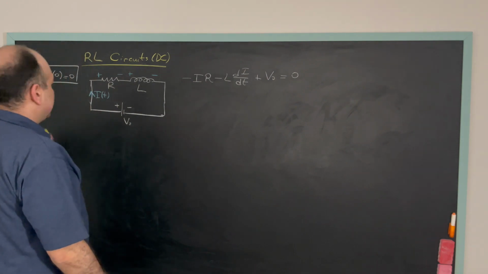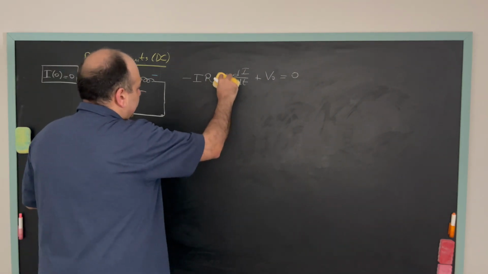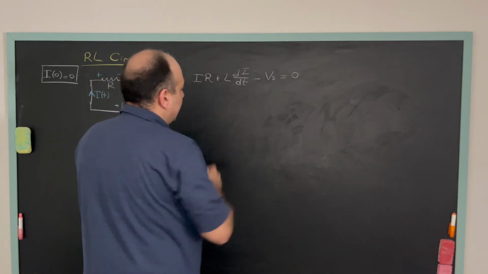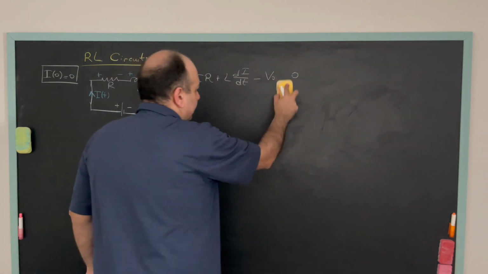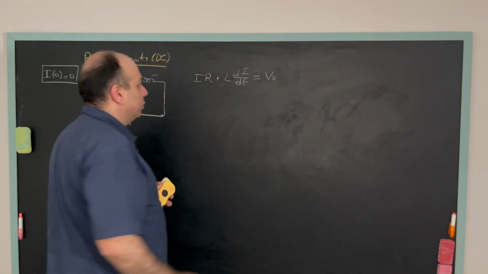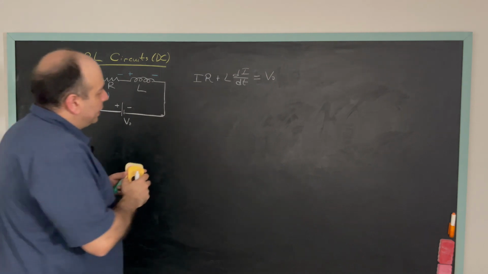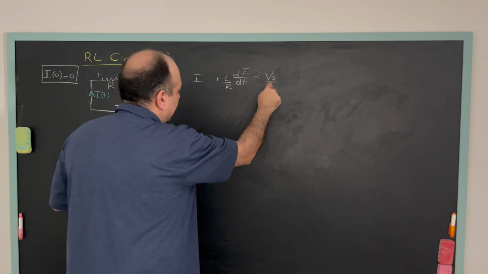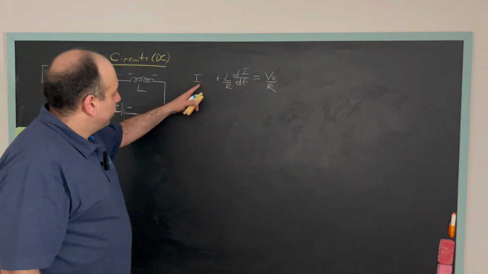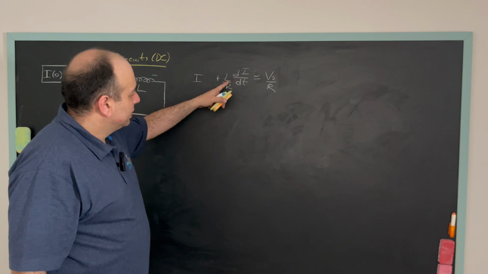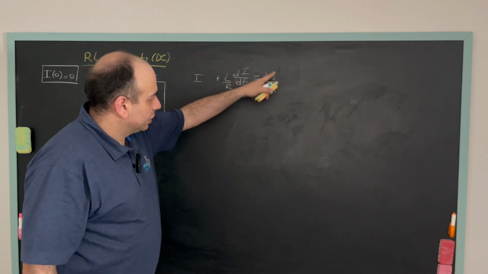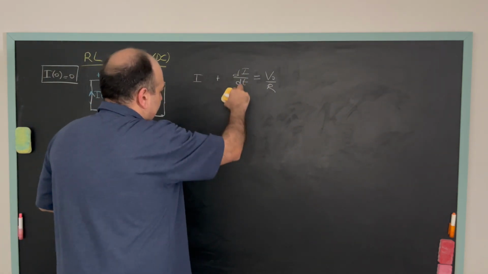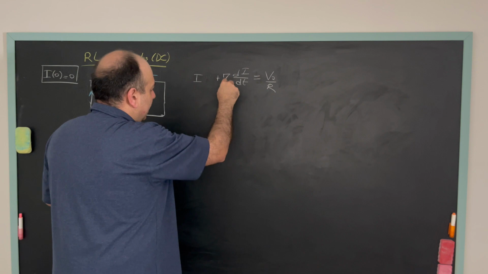I can multiply everything with a minus sign. This becomes plus here, and this becomes minus, of course. And I can put V naught on the other side, so this becomes just equal. At this time, if I divide everything by R, I see something interesting. Let's check the units. I have current here. I have current over time times L over R, and I have the units of current here. So L over R is nothing but some time parameter. I'll call it tau L.